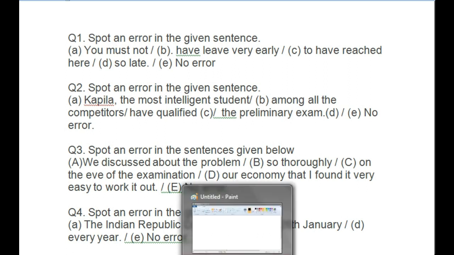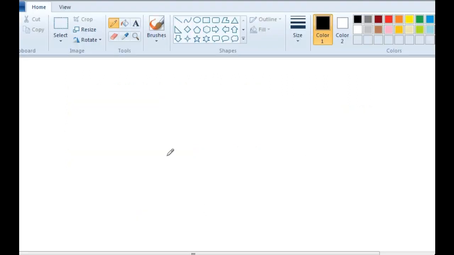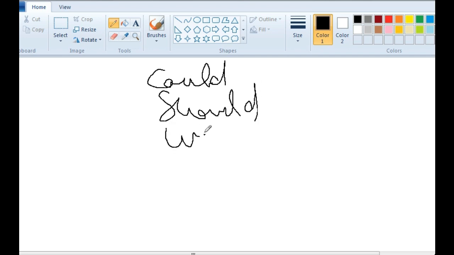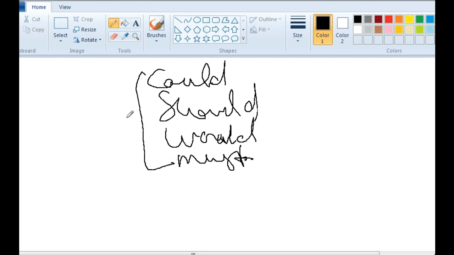Let me write something about it here. The modal verbs: could, should, would, must, might also. These modal verbs are the past forms of the present modals, can.